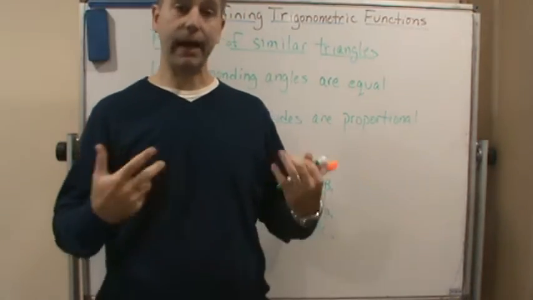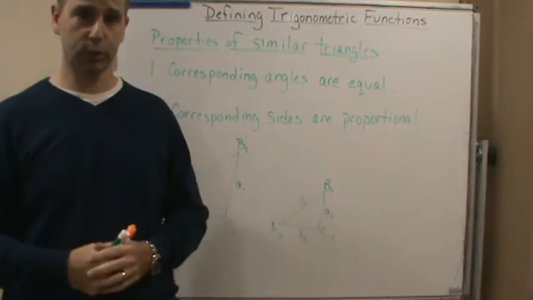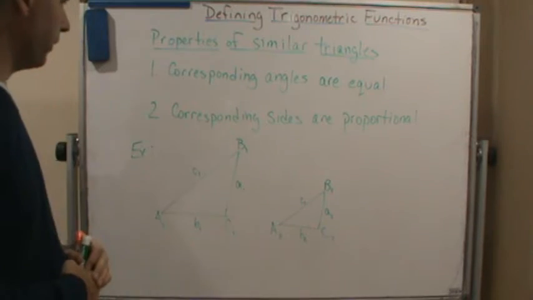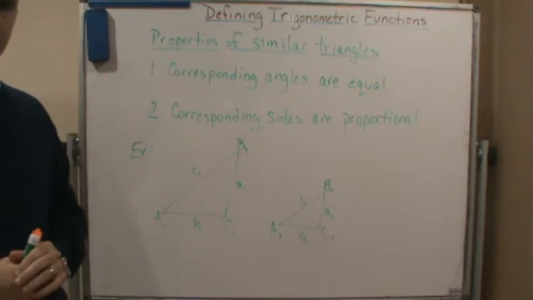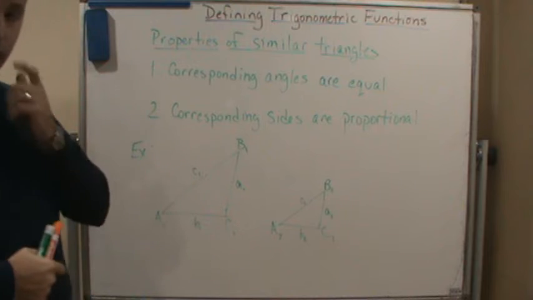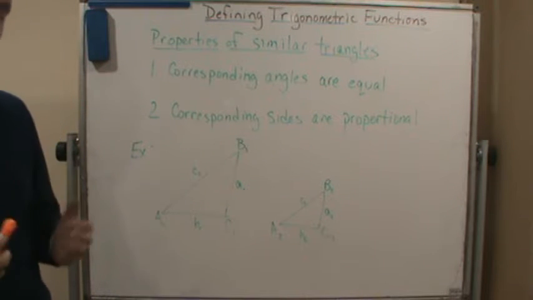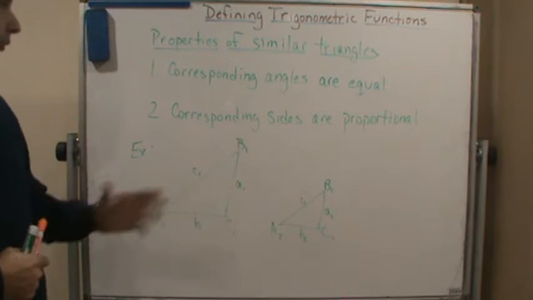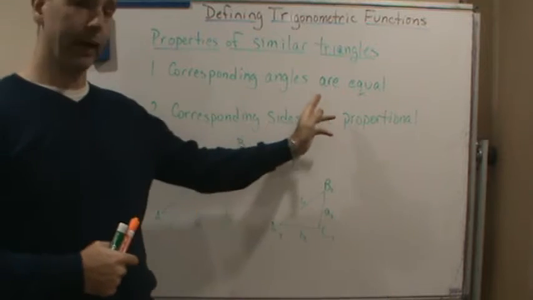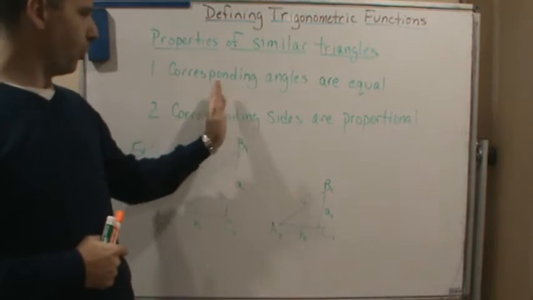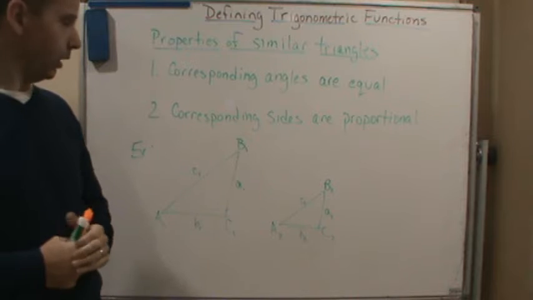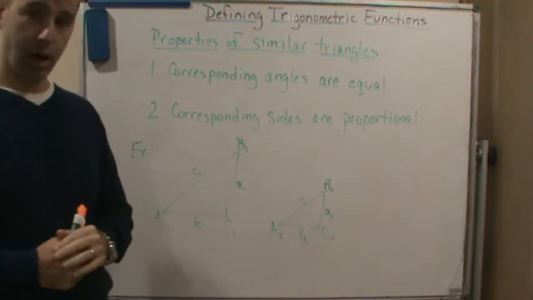So defining certain things, like for example, similar triangles. And so we're going to start with similar triangles. Well, what are similar triangles? Well, the properties of similar triangles really tell you everything you need to know about similar triangles. So similar triangles are triangles in which they have corresponding angles that are equal, but the corresponding sides are proportional.